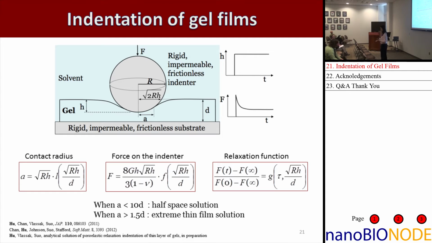And in the intermediate state, this classical dependence will depend on another parameter, which is square root of RH over D, essentially the ratio of the contact radius to the film thickness. We have the full solution for this intermediate case as well. So this problem, I think, is fully solved now.